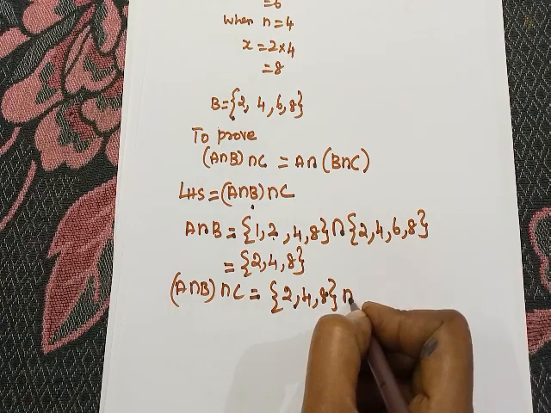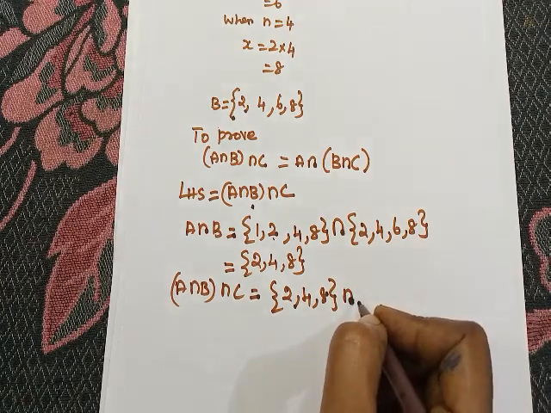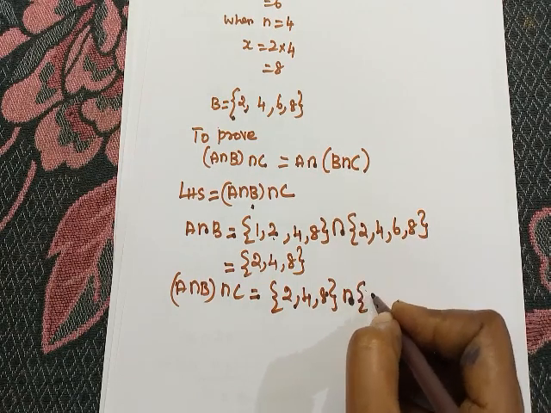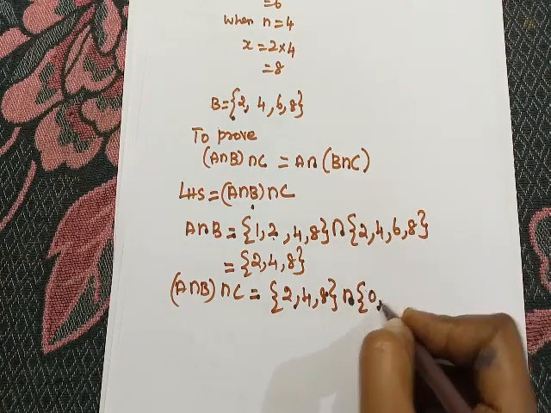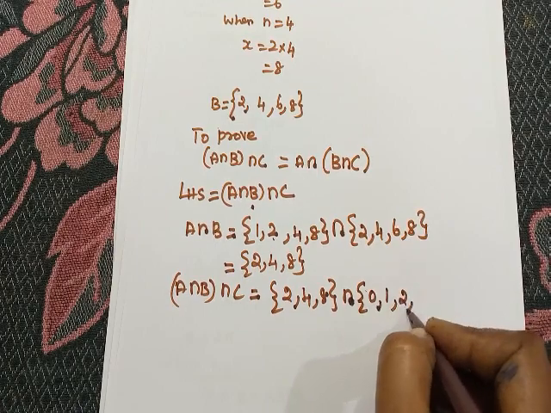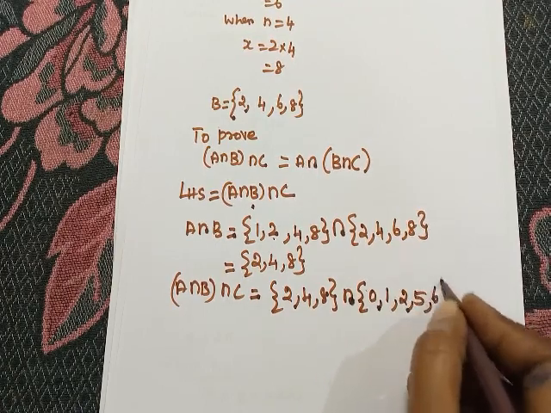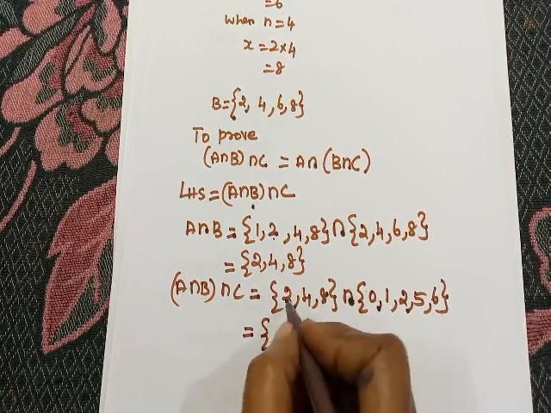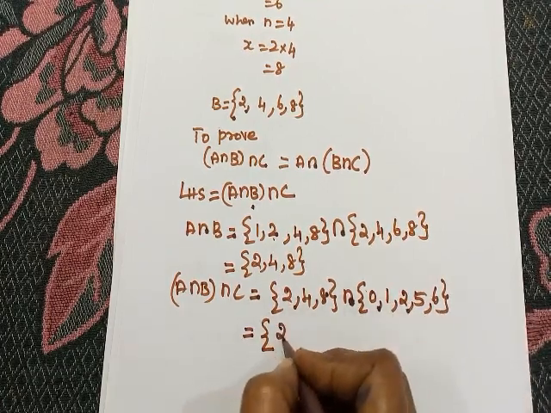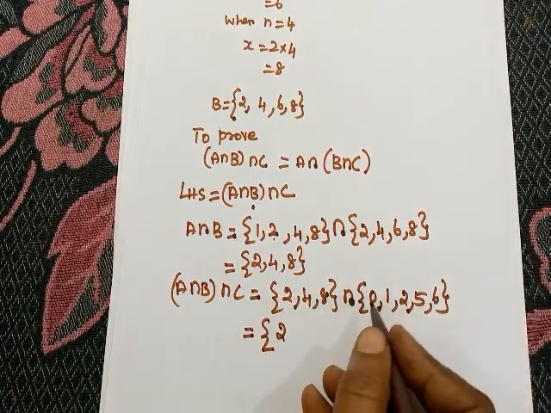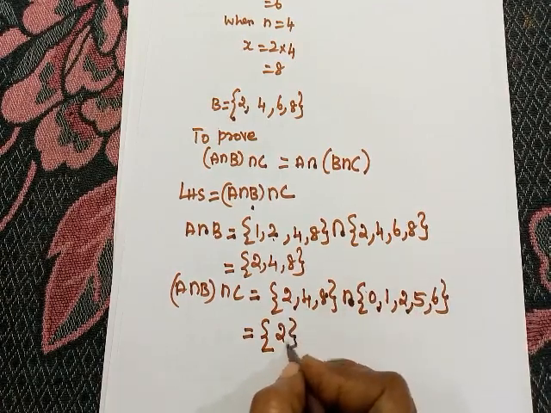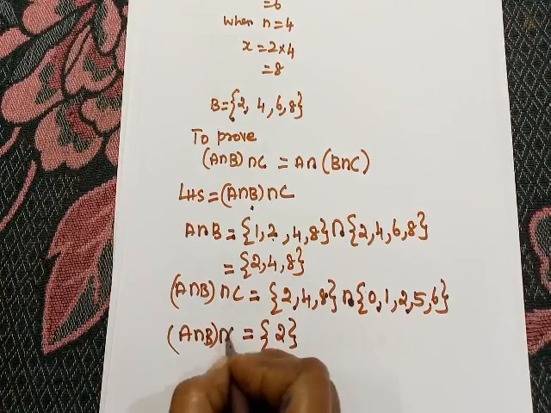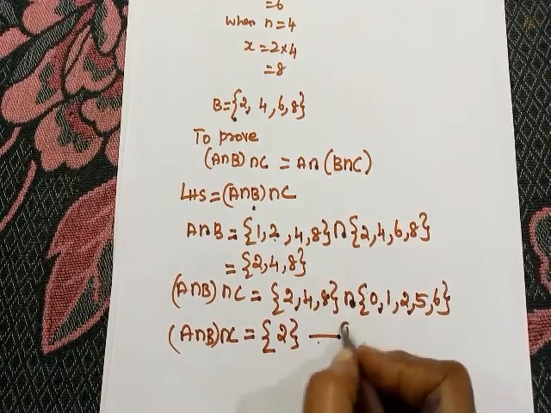What is the C set given? C is given in the question itself: 0, 1, 2, 5, 6. Now we have to write the common value of both. What are the common values of both sets here? Only 2 is the common. So A intersection B intersection C is equal to 2. This is equation number 1.